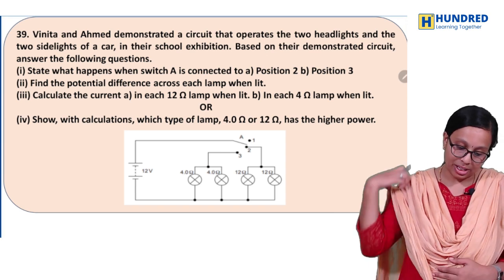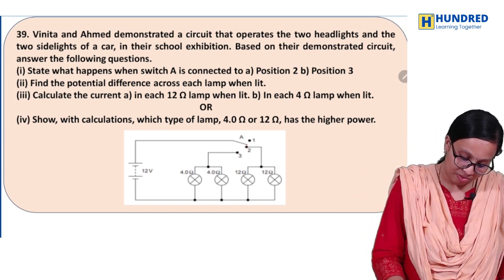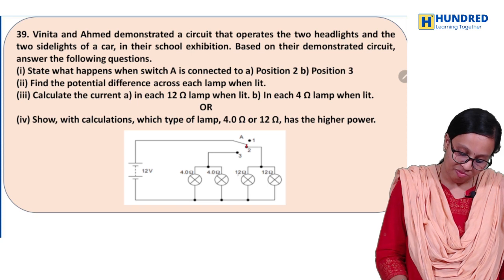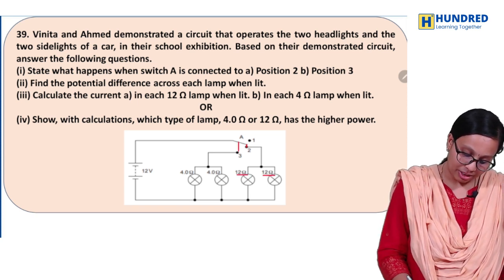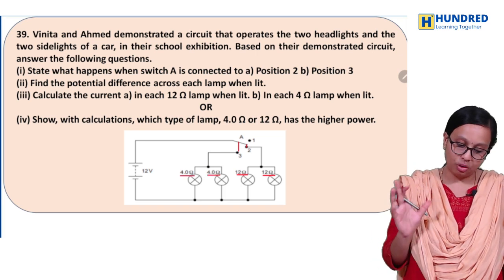State what happens when switch A is connected to position 2. So here when you connect, what will happen? These two will glow. If you are connecting it here, what will happen? These two will work. That is about the first question.